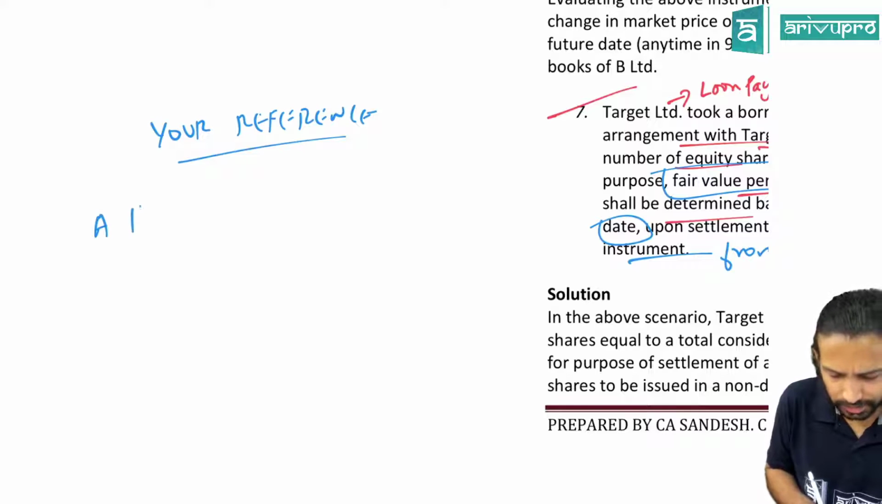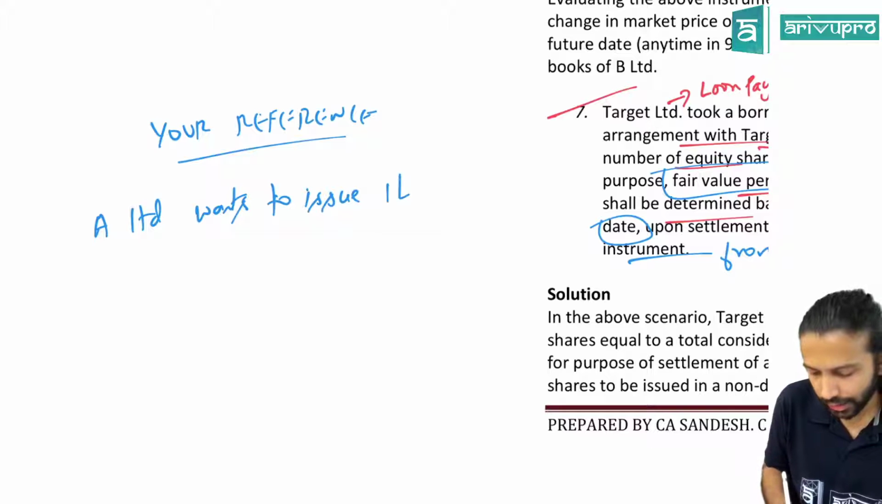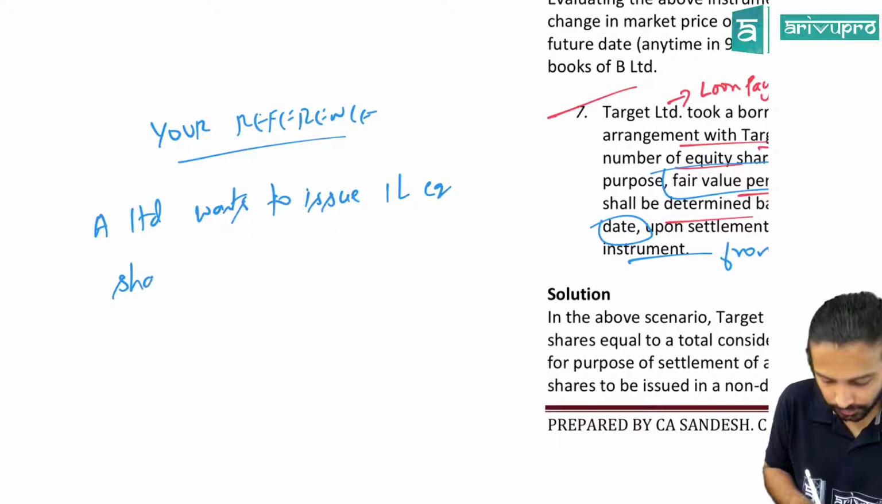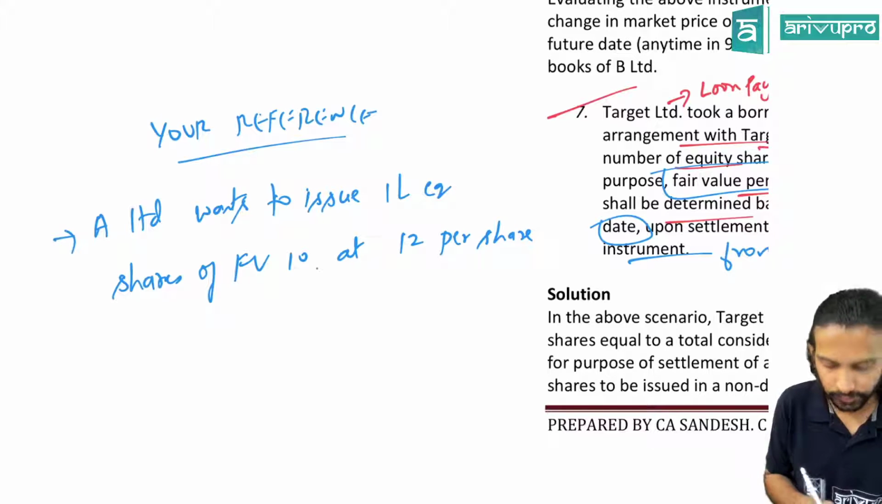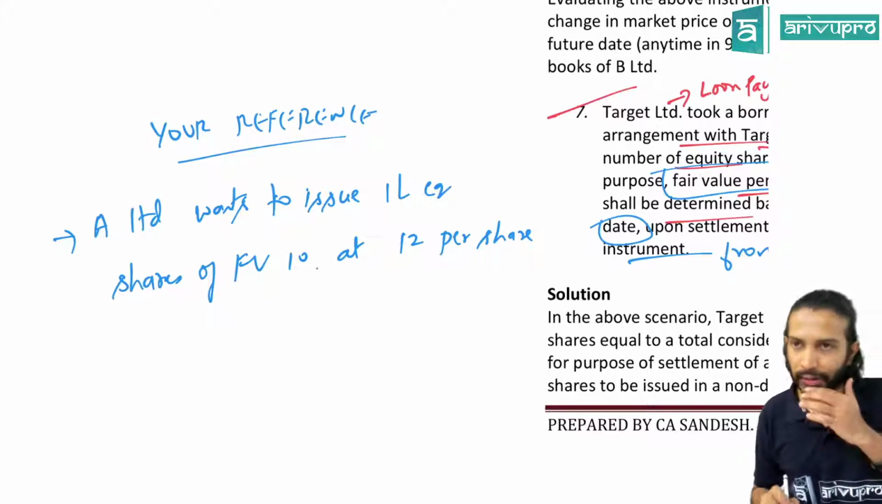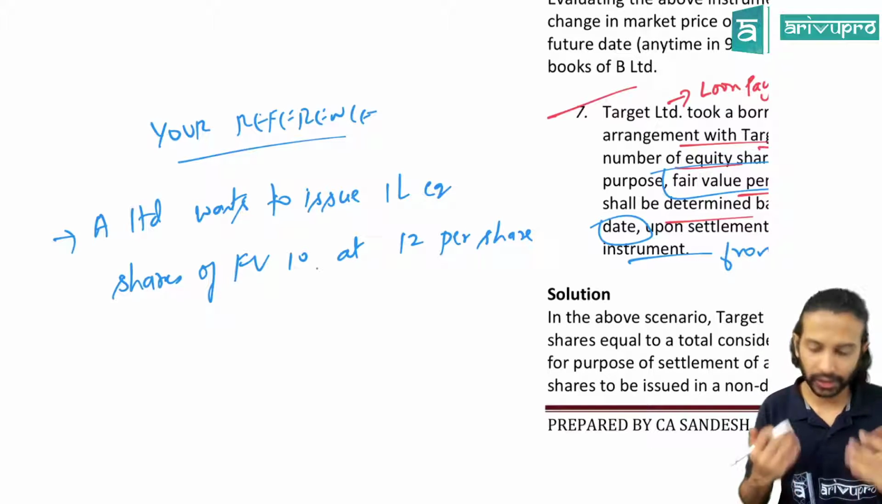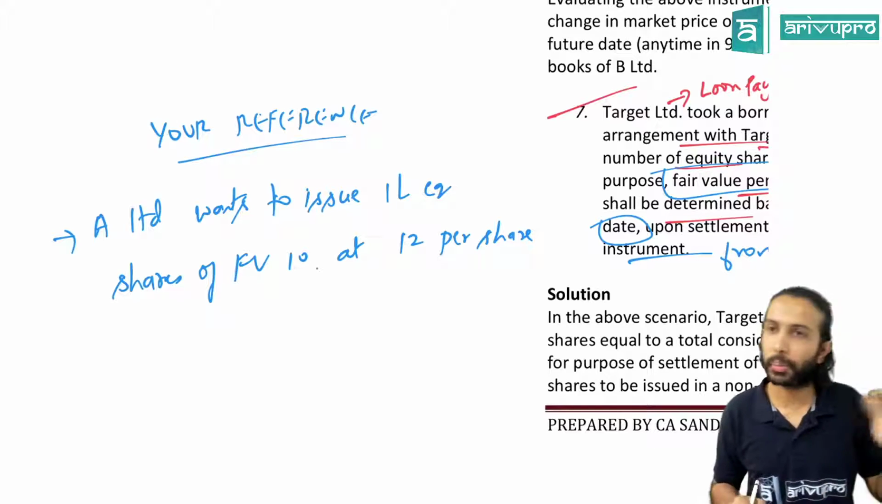Let's take a simple example. A Limited wants to issue 1 lakh equity shares of face value 10 at 12 rupees per share. You want to buy now. Let's say you want to buy 100% of this, the entire 1 lakh shares. You have money, you're rich, you want to buy it off.